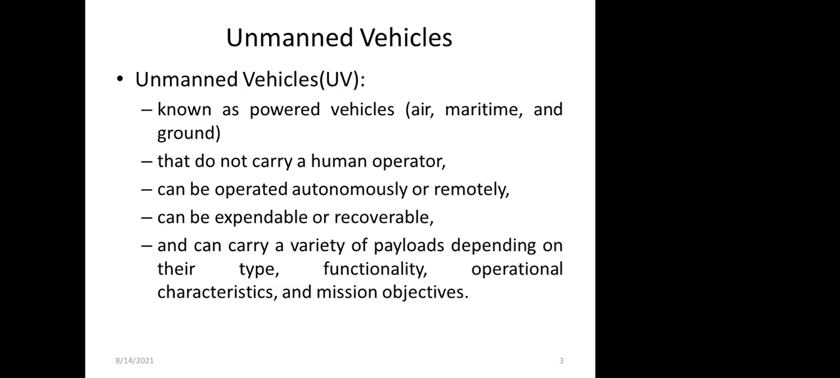And then, unmanned vehicles can be expendable or recoverable, and can carry a variety of payloads depending on their type. Number one is type, second is functionality, third is operational characteristics, and then what specific objectives we want. All those areas we can use it.